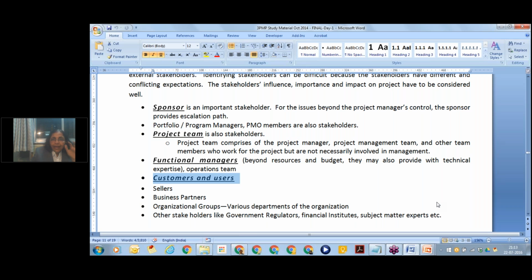Government agencies from where I need permissions. I'm constructing that 10-story tower on a land. I need permission from government to construct that 10-story tower. So the agency which gives me permission is my stakeholder.